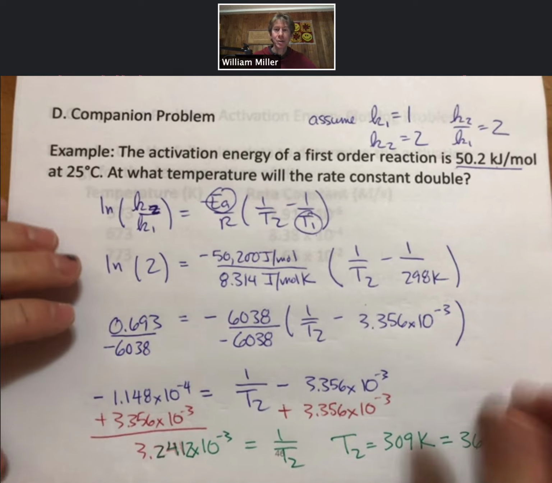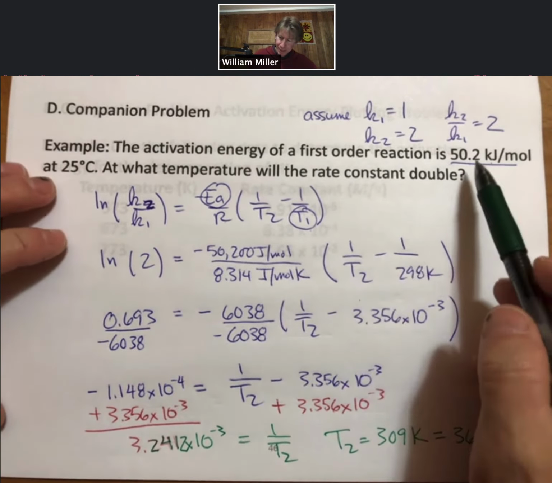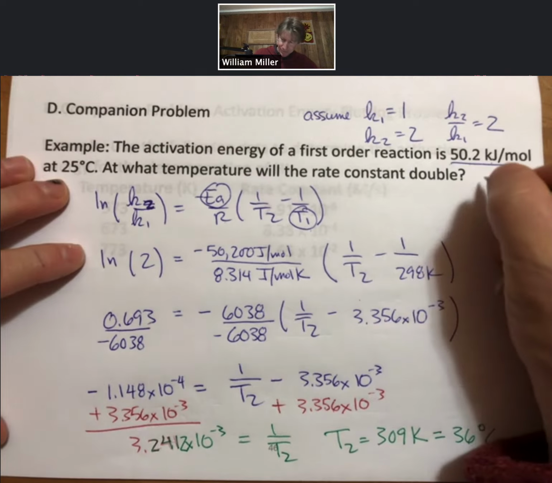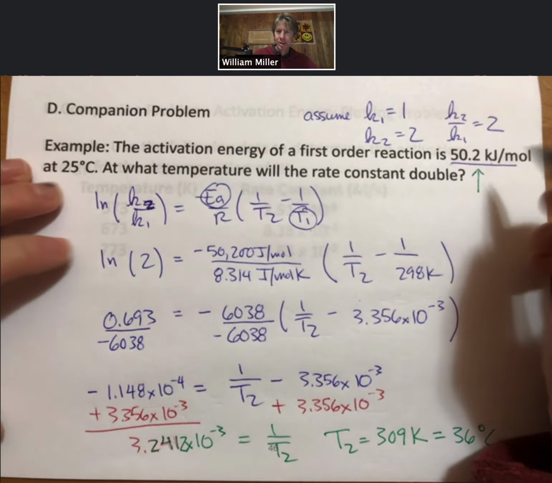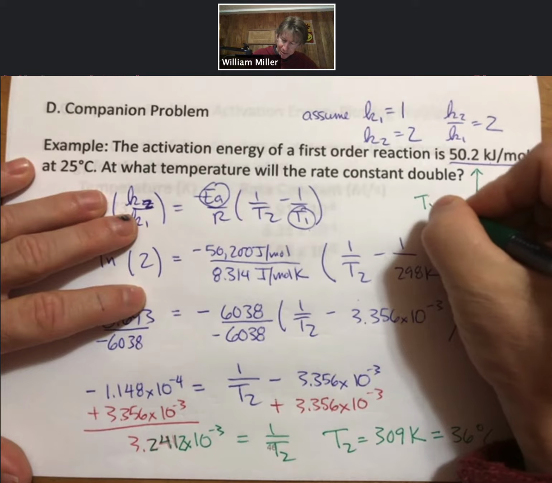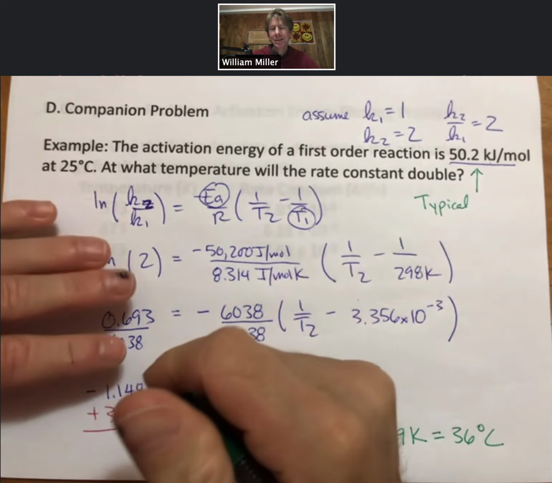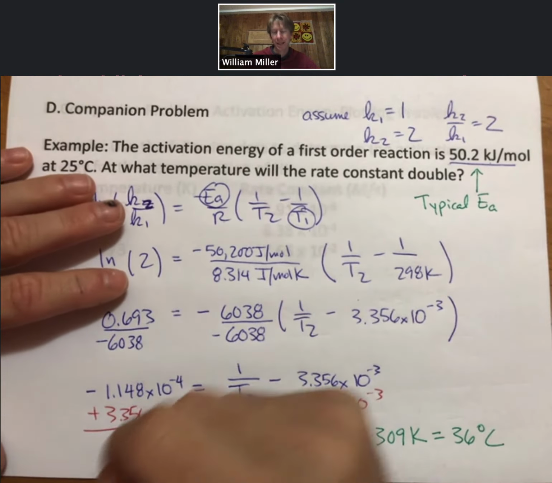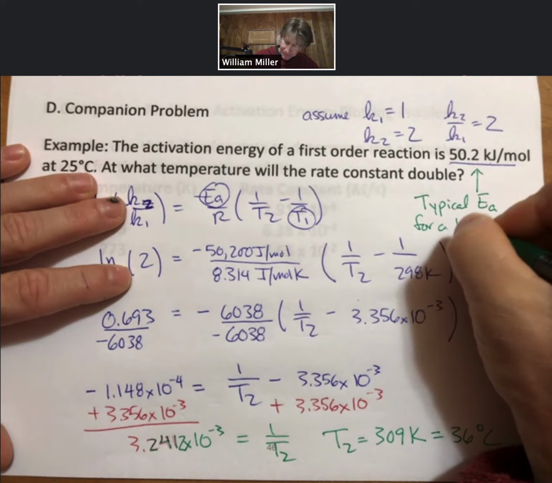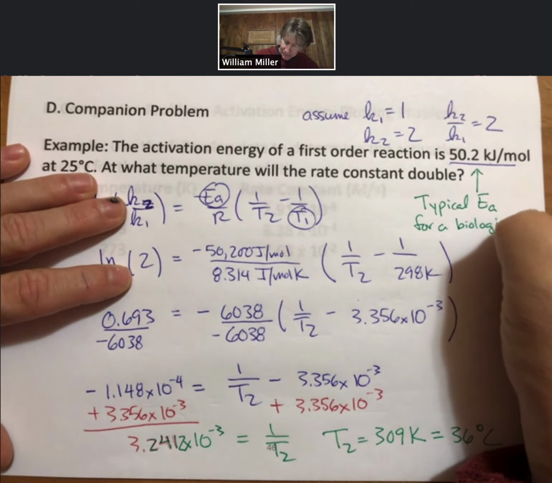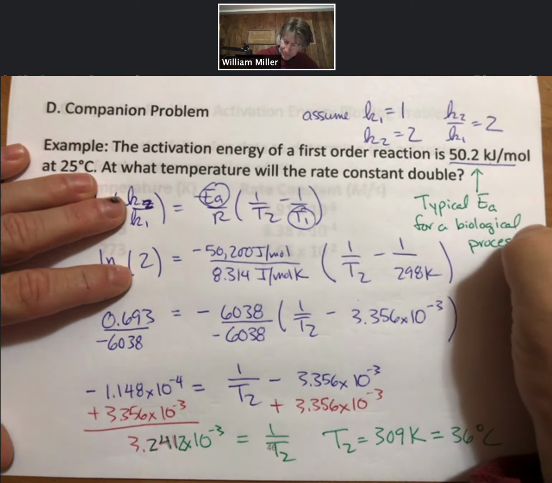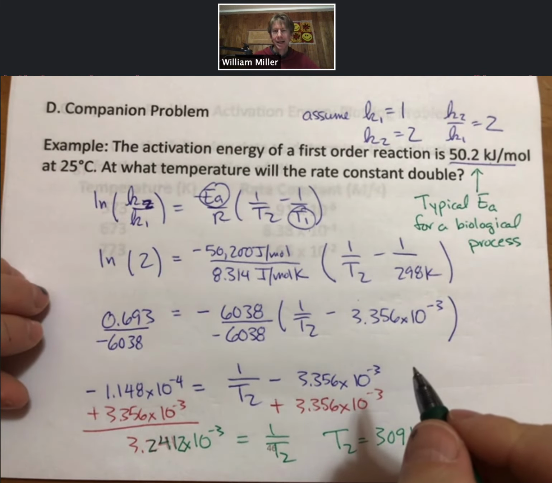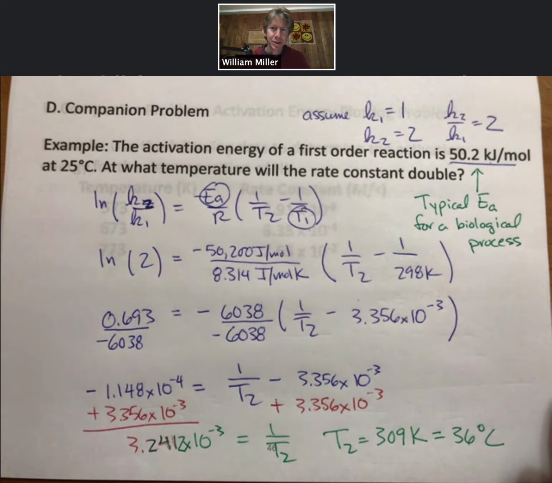And so this is a useful thing to think about. That's why I wanted to work this companion problem. And here's why. So this 50.2 kilojoules, that is a typical activation energy for a biological process. So a typical activation energy for a biological process. And if we think about a biological process, we could think back to when I was talking about that tuna sandwich that I left in my car.